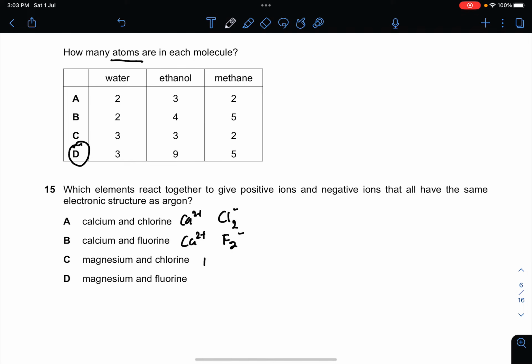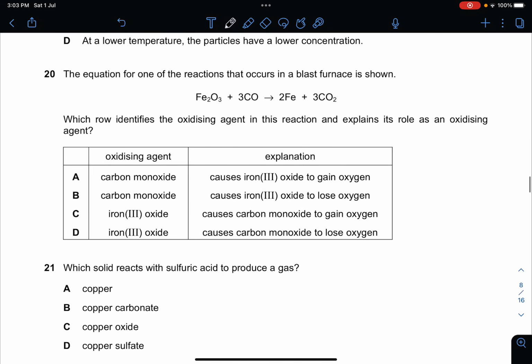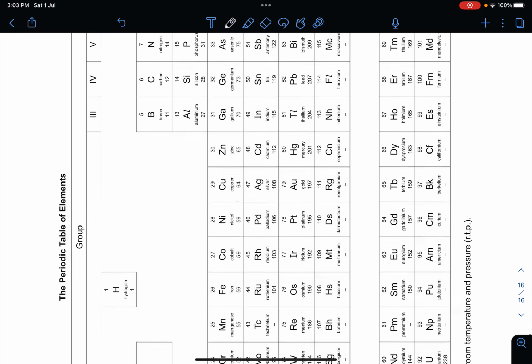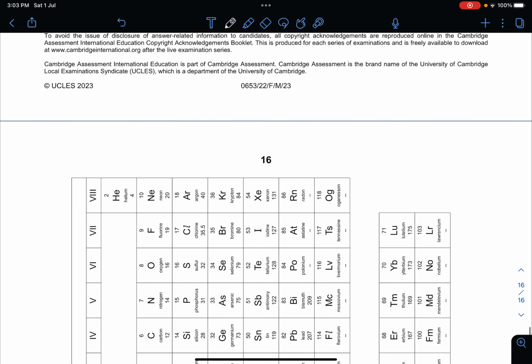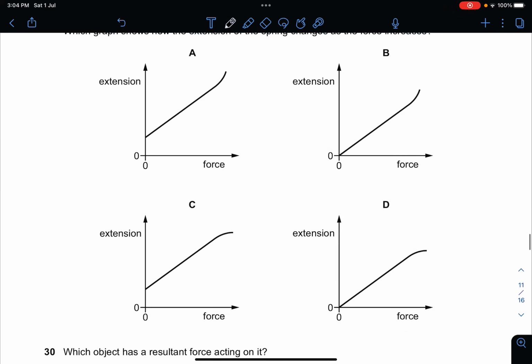And here we got Mg2+, Cl-. And here we have Mg2+ and F2-. Okay, so let's see. Ca2+, I need to see the periodic table. So the periodic table is behind. Ca2+ is group 2 and Cl- is group 7. Okay.